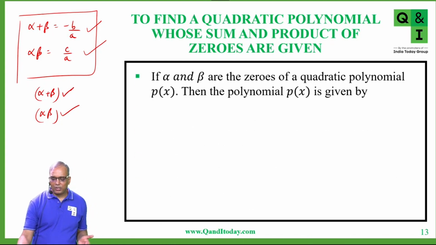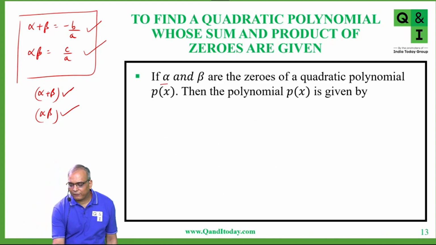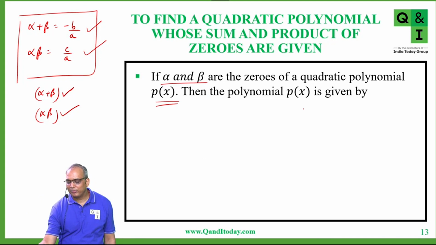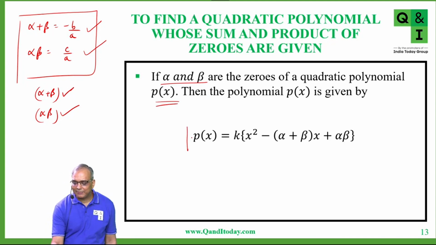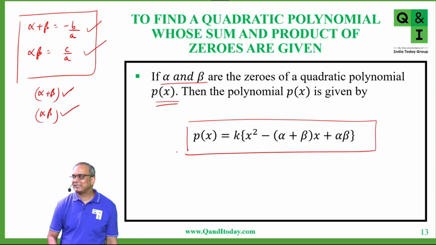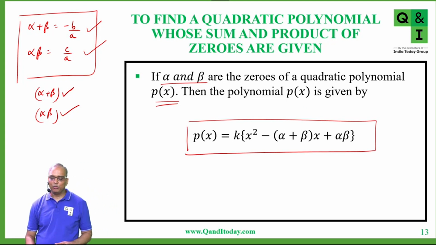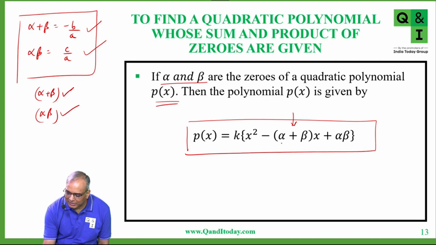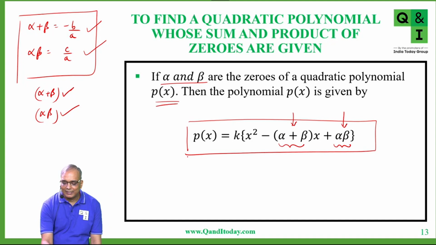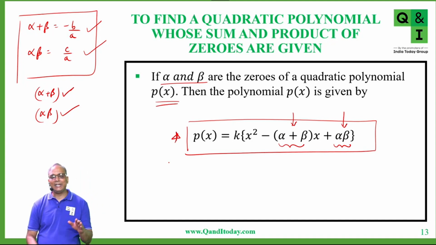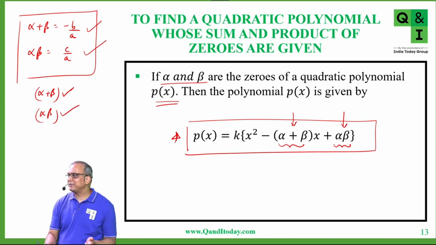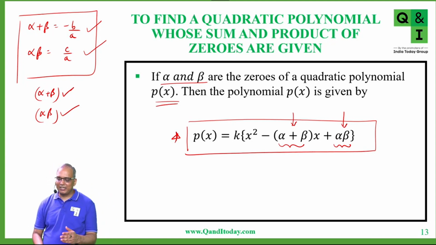Okay. So if alpha and beta are the zeros of a quadratic polynomial px, then the polynomial px is given as k times x square minus alpha plus beta x plus alpha beta. This is the polynomial. So we already know alpha plus beta, the sum of zeros is known, and we also know the product of zeros, then our polynomial will be of the form k times bracket x square minus alpha plus beta x plus alpha beta. Okay, so if alpha plus beta is known, we'll put the value here. And similarly, if alpha beta is known, we'll put the values here and we'll get the polynomial.